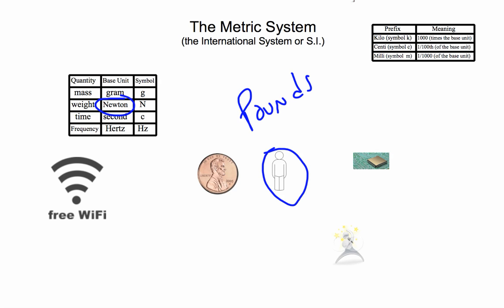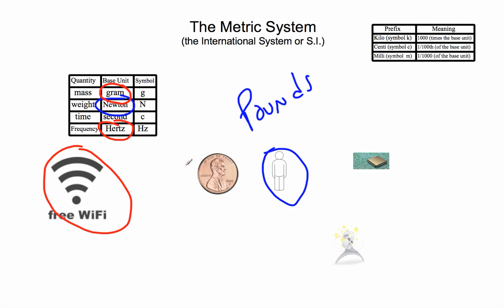On the other hand, suppose we were interested in the frequency of a Wi-Fi signal. So in both the United States and the rest of the world, frequency is measured in hertz of some sort. In terms of mass, we in the United States use some odd units that you probably haven't heard of and I won't mention, but in the international system, grams. And so these quantities, mass, weight, time, and frequency, are the quantities that we have been studying in class, and these are the base units in the metric system.